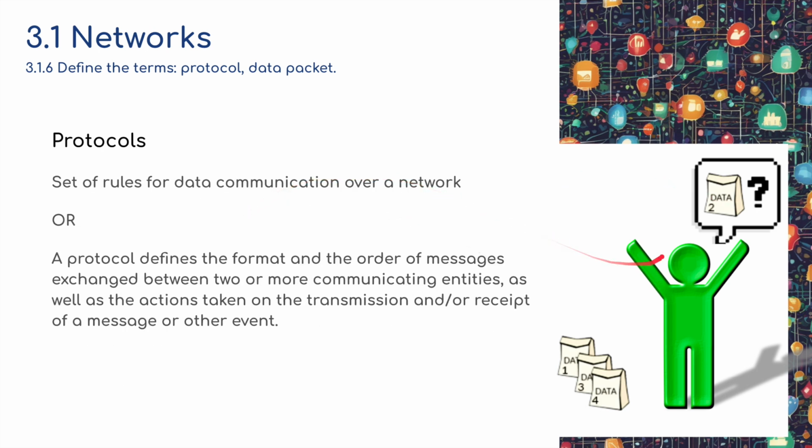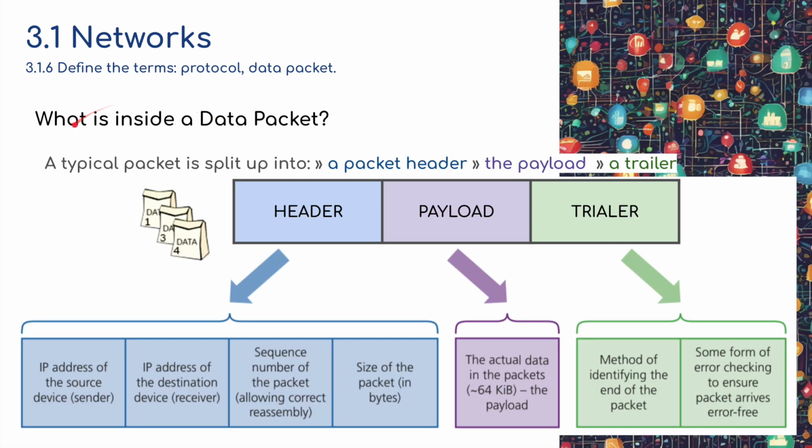Okay, so for example, here is a recipient, he's got data 1, data 3, and data 4, but where's data 2? How does this work? Well, we've talked about protocols being a set of rules for data communication over the network, but a protocol also defines the format and the order of messages exchanged between two or more communicating entities, as well as the actions taken on the transmission and or the receipt of the message or other event. Okay, so it's governing how these are sent, how these are received, how they've been split up, and how they've been put back together. So let's have a little look at this.